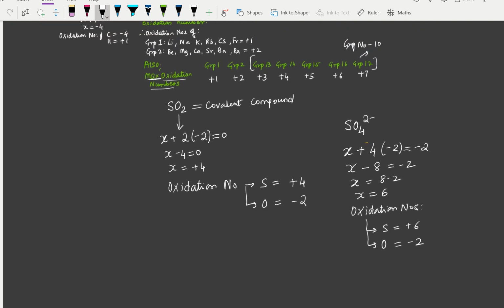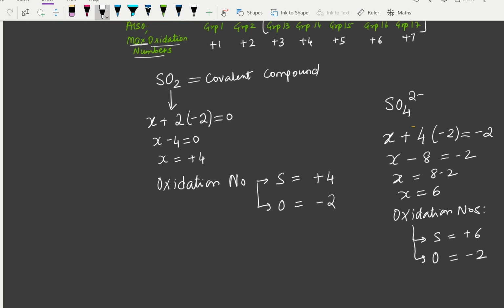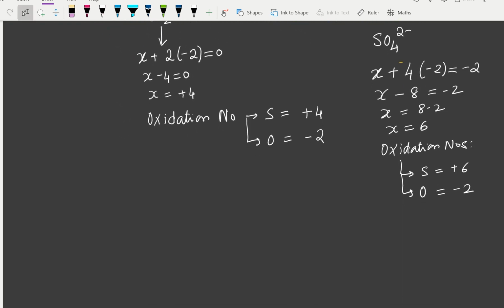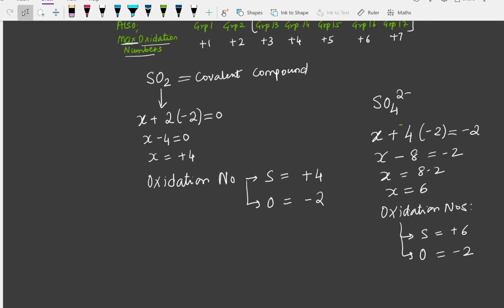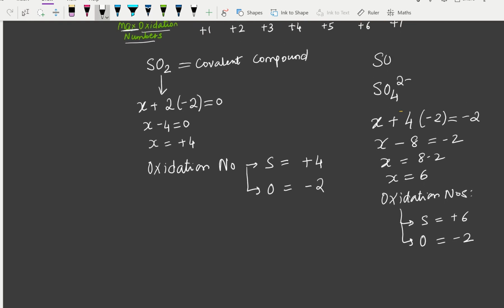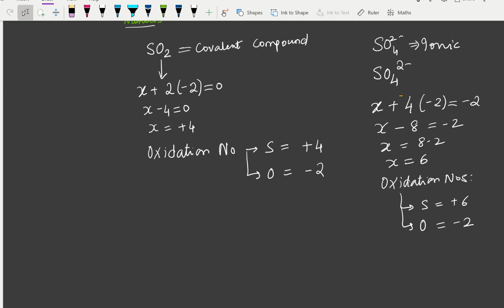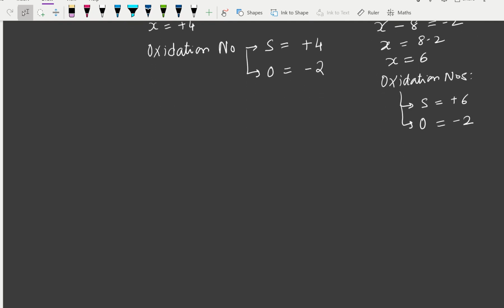Okay, so can you see how easy it is to find the oxidation numbers? Only what you need to keep in mind is you need to see whether it is covalent or ionic. So here I'm writing it down as SO4 2- as my ionic. It has got a charge, so it is an ionic. Now if it is a covalent compound, set the total charge equal to 0, and if it's an ionic compound, set the total charge equal to the total charge on the ion. Okay, fine. I'll take another example.